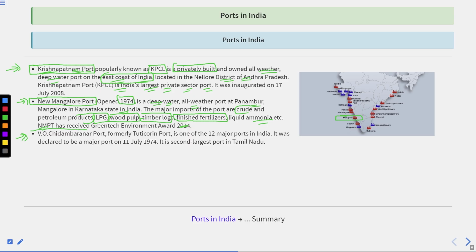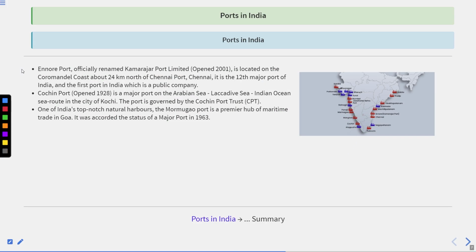Then we have VO Chidambaranar Port, formerly known as the Tuticorin Port. It lies here in Tuticorin. Okay, you can see Tamil Nadu. It is one of the 12 major ports in India and was declared a major port on 11 July 1974, and the second largest port in Tamil Nadu after Chennai. Got it? So Chennai is the largest port of Tamil Nadu, and Tuticorin is the second largest port of Tamil Nadu.